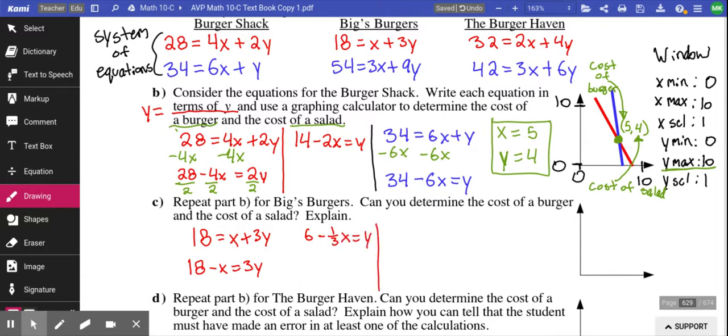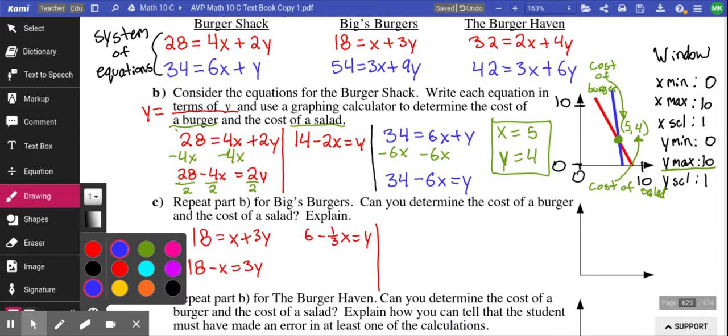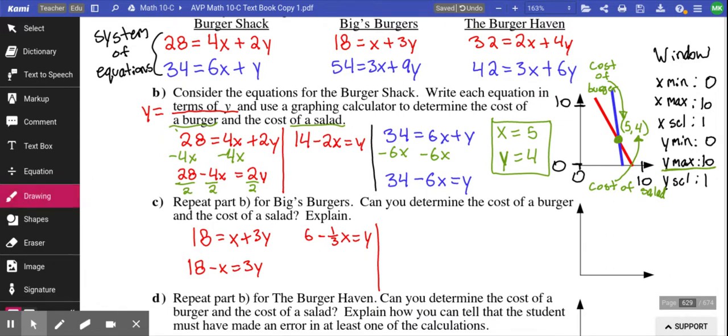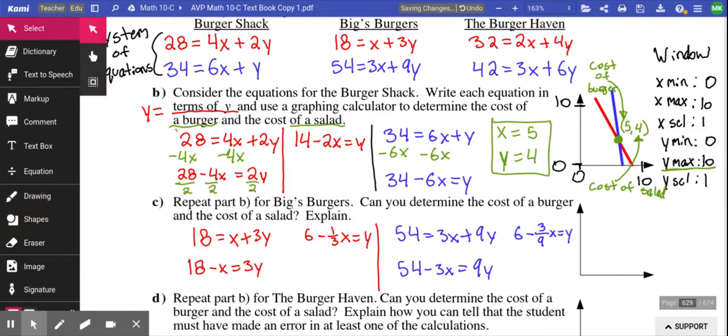That's the first equation. If you don't remember how to do that, don't sweat it so much. Let's just keep talking about the systems of equations part. The second equation was 54 equals 3x plus 9y. You're going to move the 3x over to get 54 minus 3x equals 9y. Then divide by 9 to get 6 minus 3/9 x equals y. I ran out of space there. I apologize.